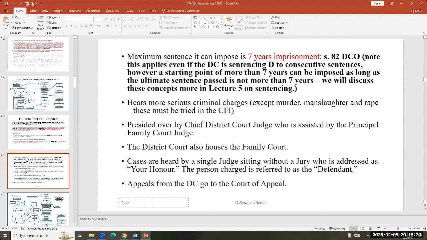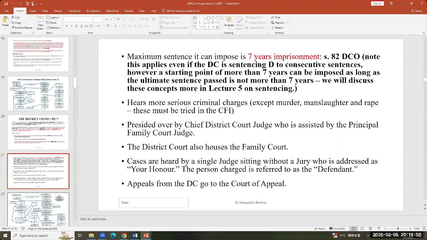Now, it's important to get your terminology right when you are addressing the bench. If you refer to a magistrate as Your Honor or Your Lordship, they will be so happy. You have promoted them up to a higher court. But if you refer to a district court judge or a high court judge as Your Worship, you have demoted them. So you're off to a bad start.